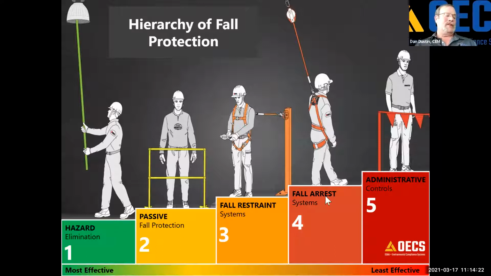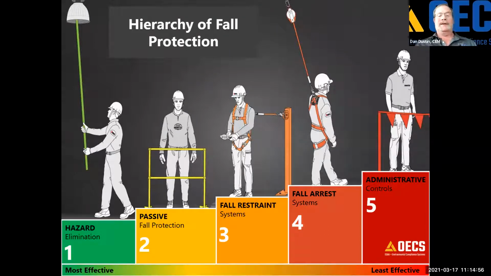Fall arrest systems, on the other hand, are where I can't set up a passive fall restraint system. I may have to work right out at the point where the potential is there for me to fall. And this kind of goes back to what you were talking about, Tim, with where they're walking the joists and they have to be tied off, because it would be very easy to step between those joists and fall. And I have to have a fall protection system designed to stop me from hitting the floor if that happens. There are some substantial additional requirements that we'll discuss for fall restraint and fall arrest systems.